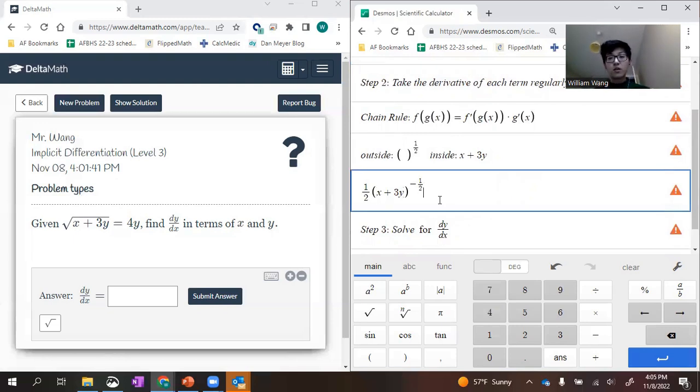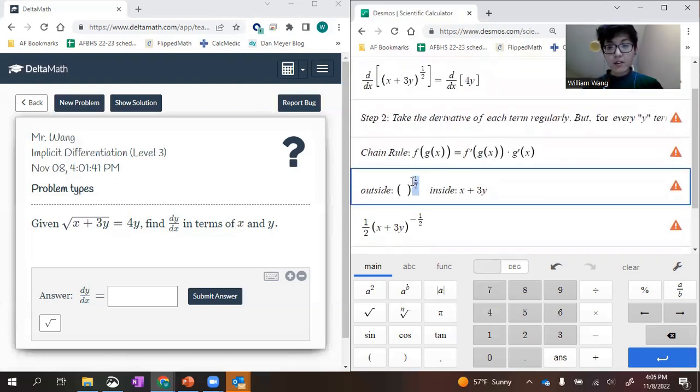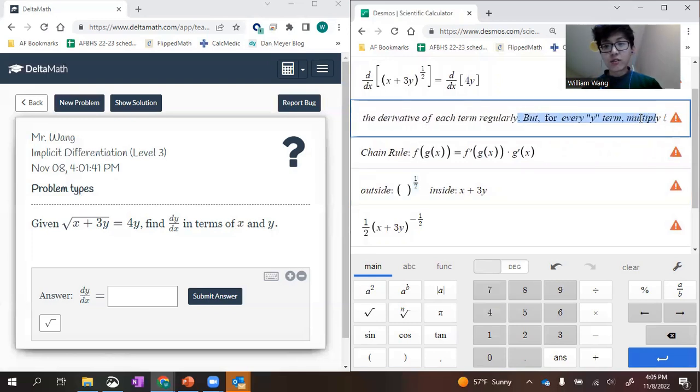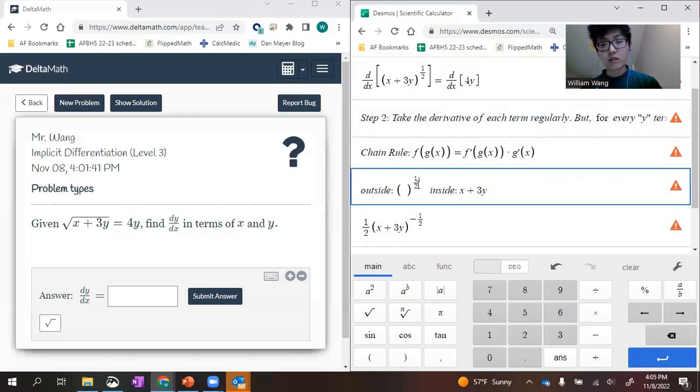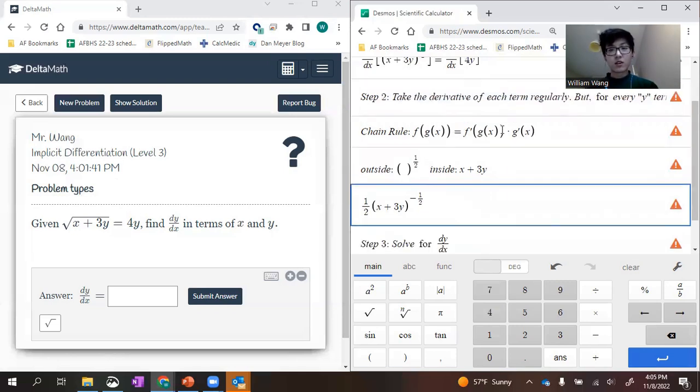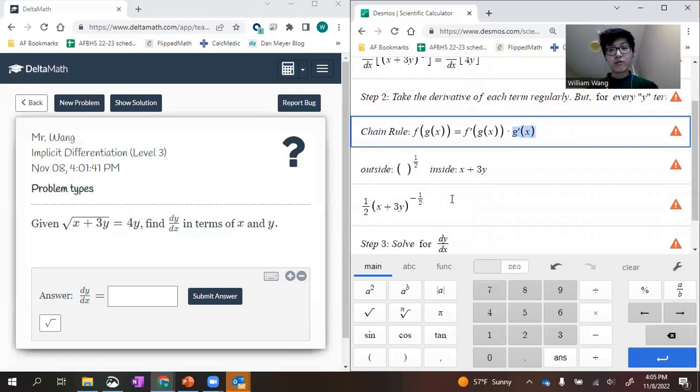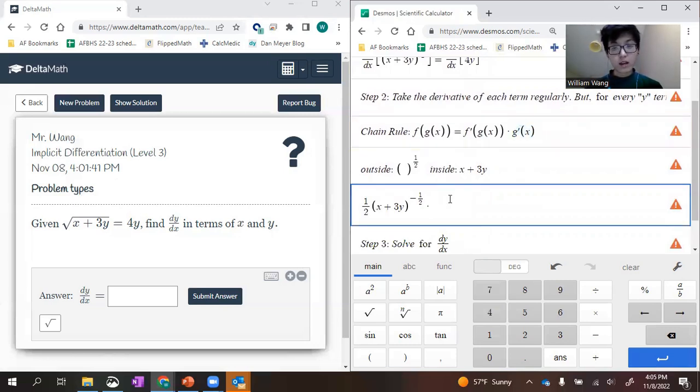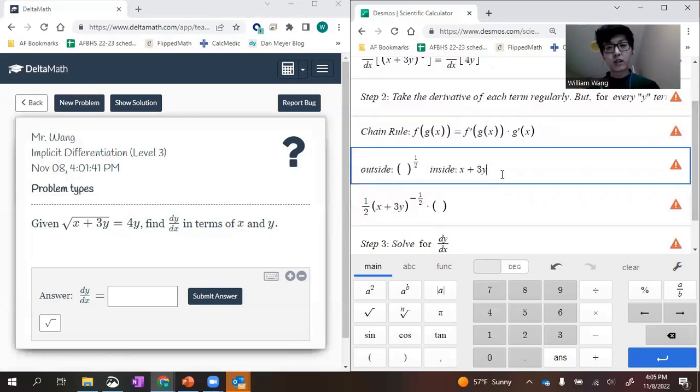Cool. Notice I only took the derivative of my outside, this 1/2, so I didn't take the derivative of any y terms yet. So I don't need to multiply by dy over dx, none of that, right? I just, following chain rule, took the derivative of this 1/2 thing. Okay, let's continue though. I need to then multiply by the derivative of the inside. So I'm going to multiply this whole thing by the derivative of the inside. Now, what is the derivative of the inside?